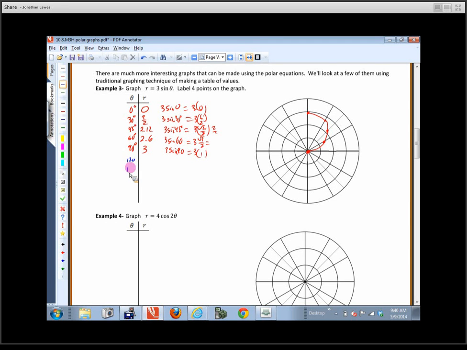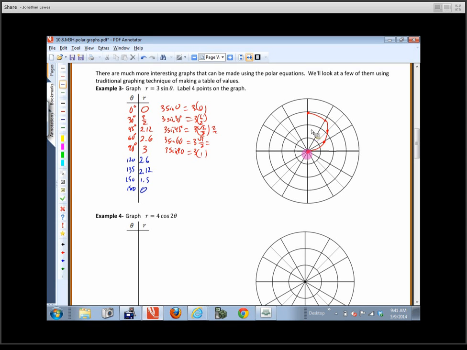120, 135, 150, oops, let me make that look like a 135, and 180. Okay, think about the unit circle. Sine starts at 0 and gets big, and then it gets smaller in the exact same pattern. So this is going to be 2.6, this is going to be 2.12, this is going to be 1.5, and this is going to be 0. Is that okay? That's what it works out to be, right? If you don't believe me, throw that in your calculator. It'll work out that way.